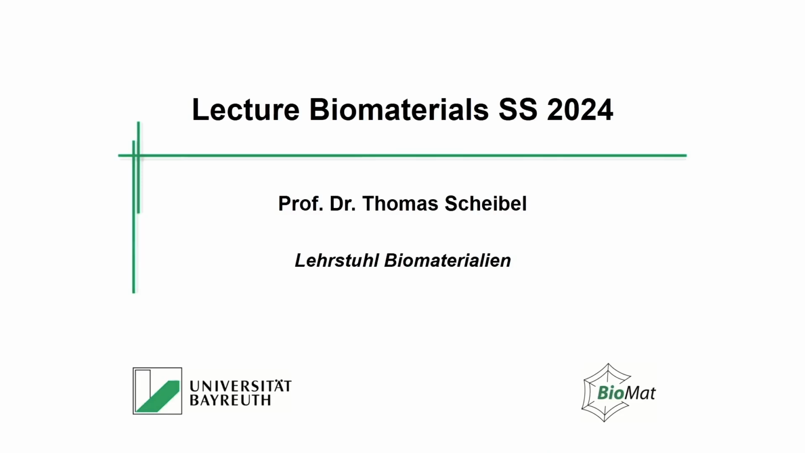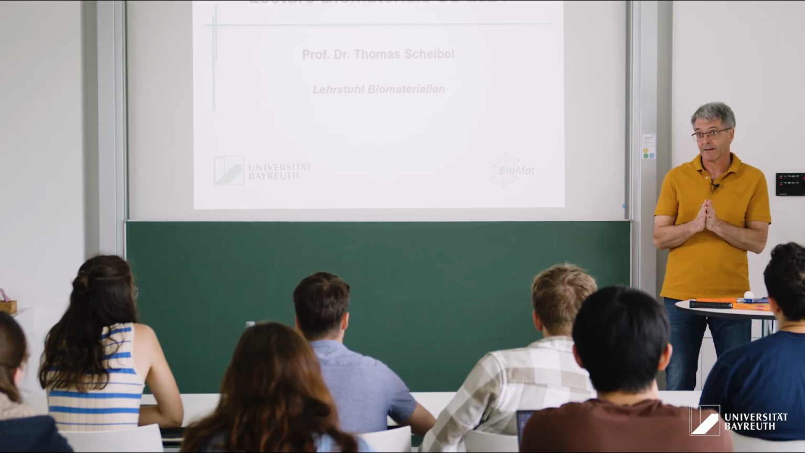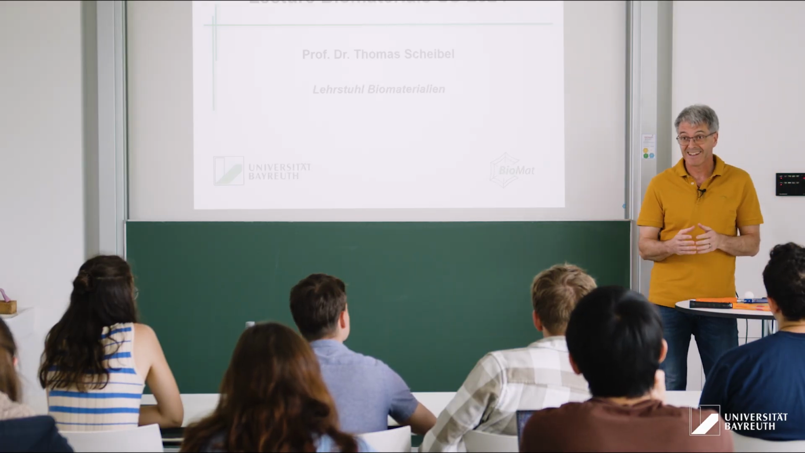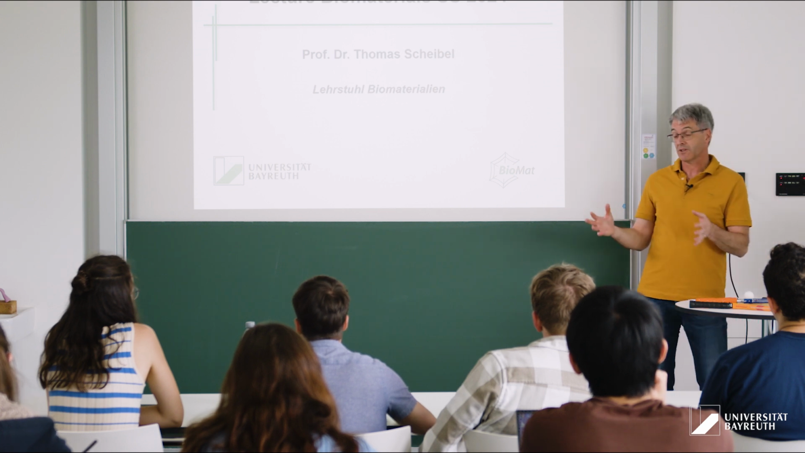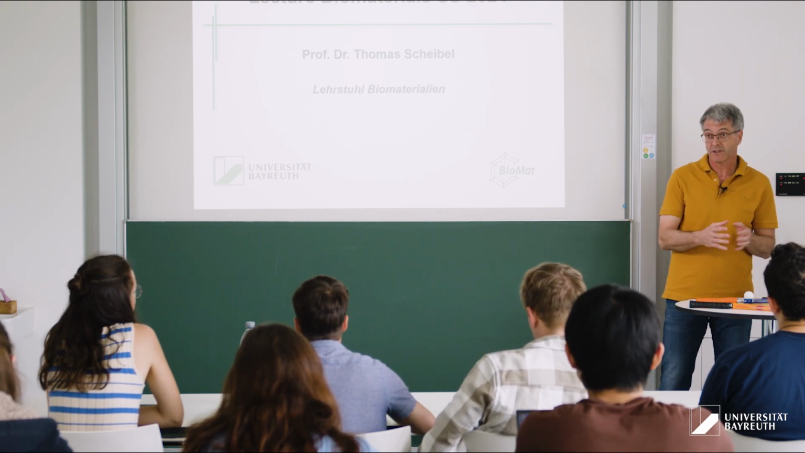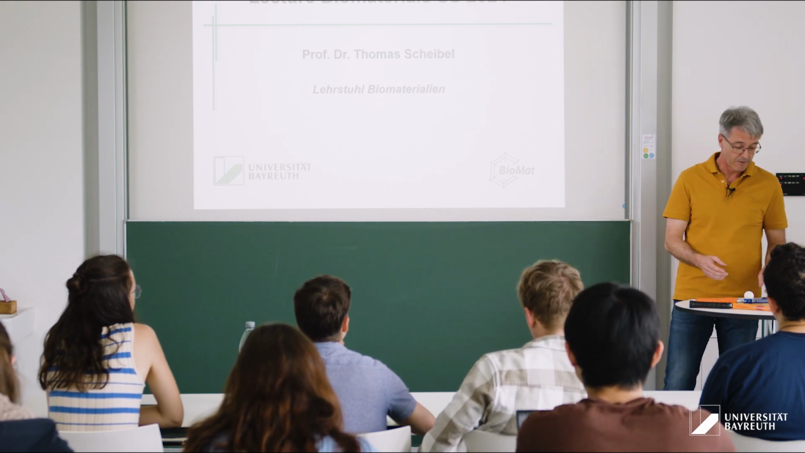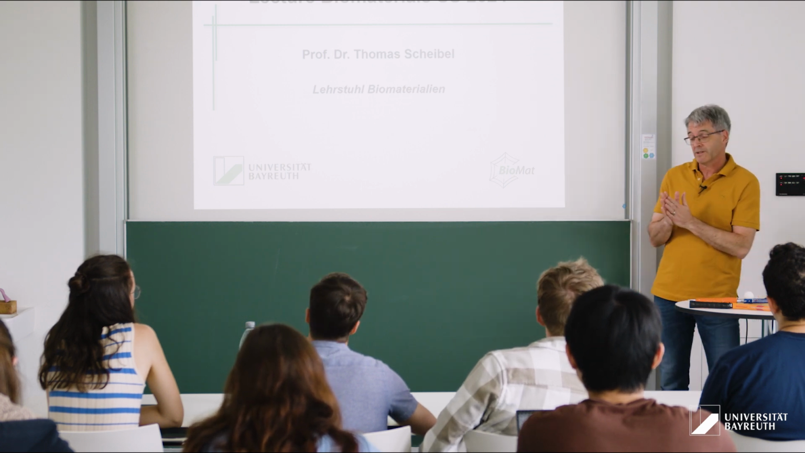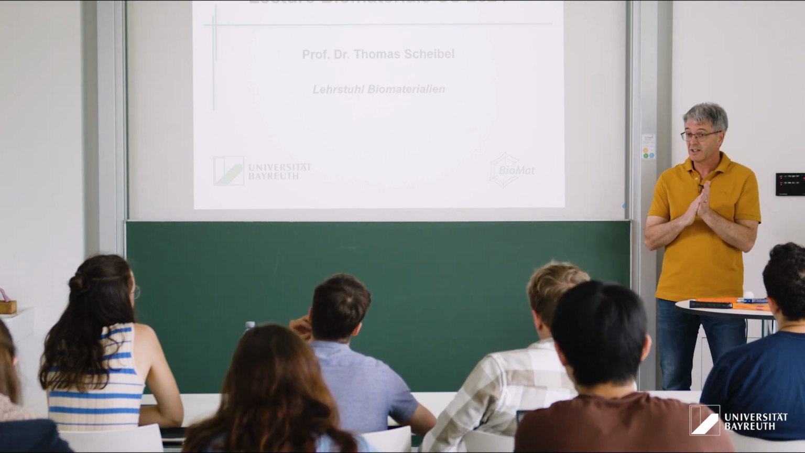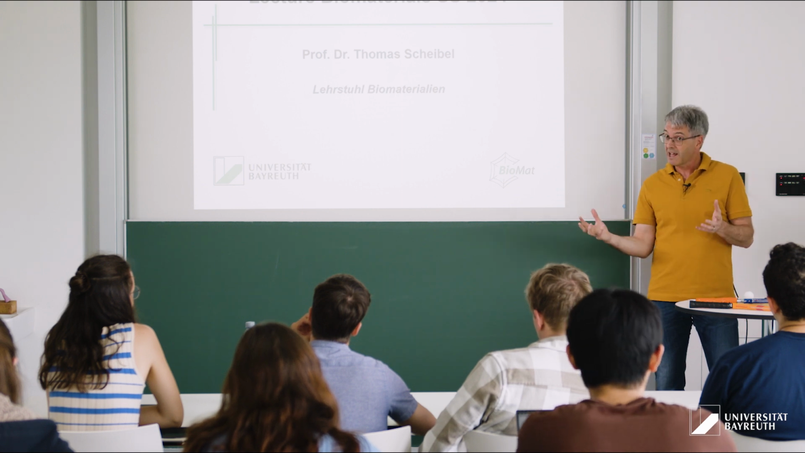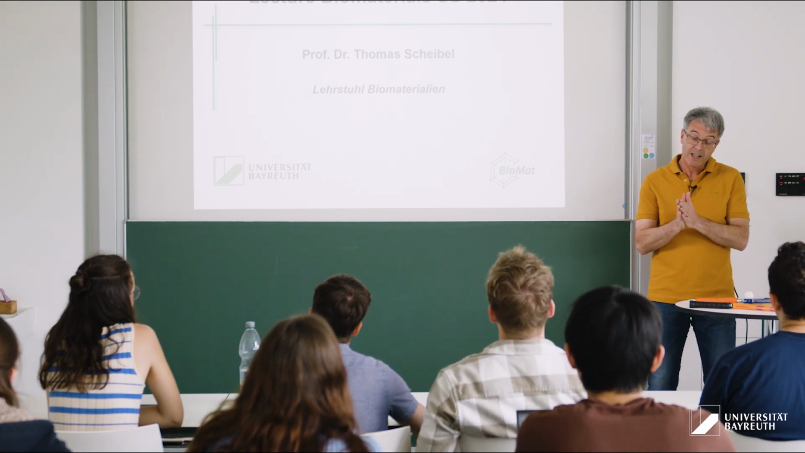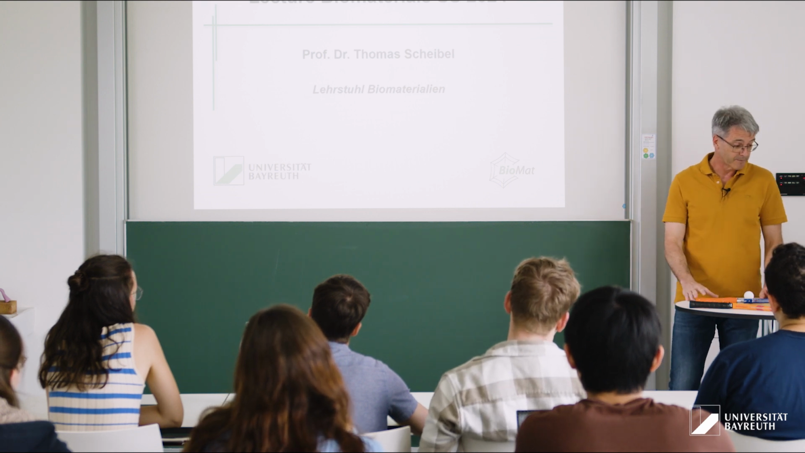Good afternoon, everybody. So far we handled all types of materials that can be used as a biomaterial, and we went through the different classes of materials like metals, ceramics, and polymers. And we learned that polymers have these very specific features because they can be specifically functionalized, and you can do a lot of different things with polymers that you cannot do with metals and ceramics.